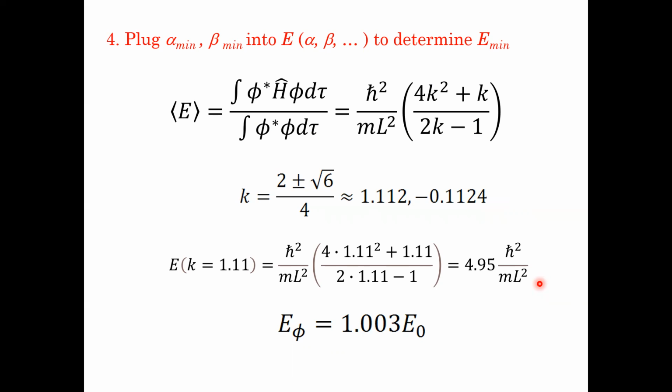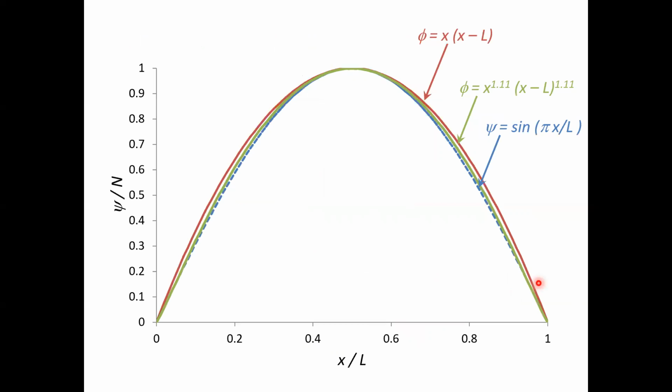So we didn't solve anything. We just did a bunch of calculus with a guessed function, and we got our answer right within 3 parts in 1,000. Pretty good. This is what those functions look like. The dashed blue line is the true answer. The red line is what we started by guessing. And if we use the variational theory to find the value of k which optimizes it, you get the green curve, which is looking very, very close to the true answer.